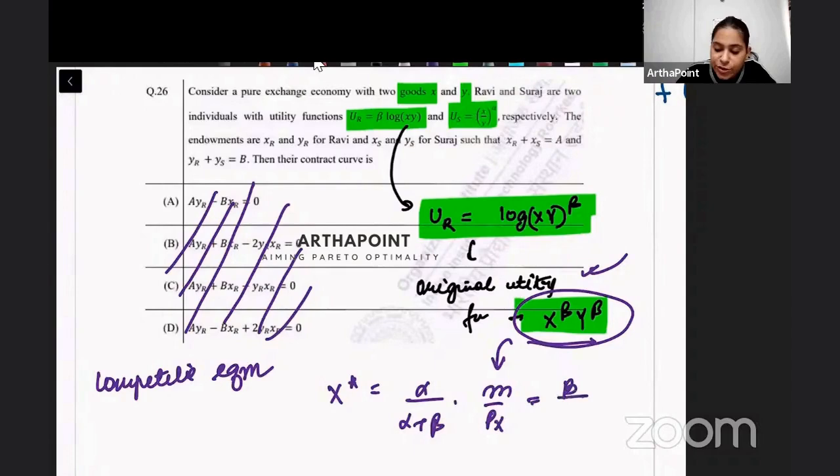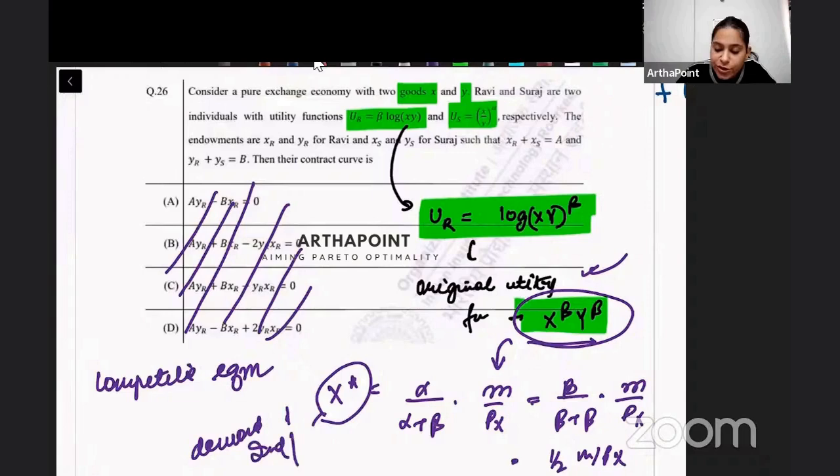For example, if someone had asked me to find the competitive equilibrium, then I knew that this is a Cobb-Douglas function and here x star is alpha upon alpha plus beta times m by px. So this would have been beta upon beta plus beta income by px. So this would have been half m by px. This would have been the demand of individual one.